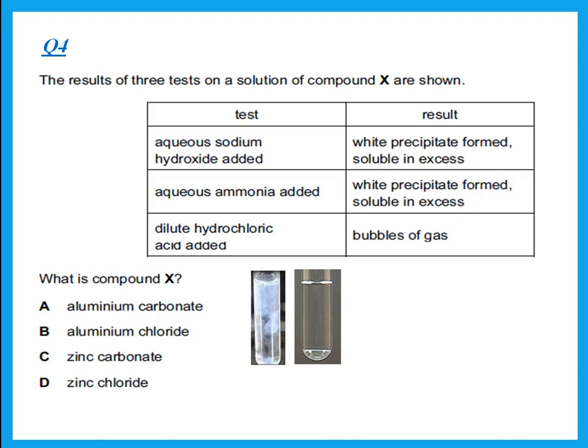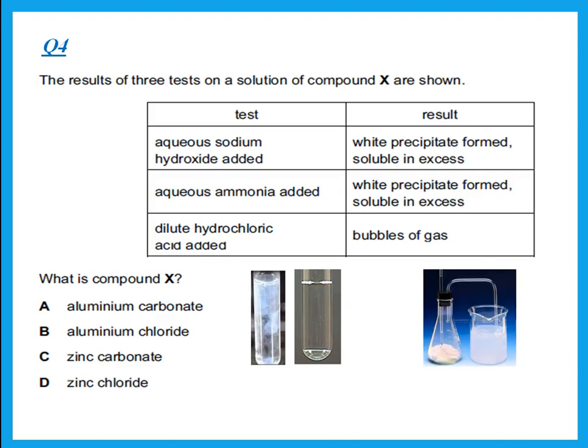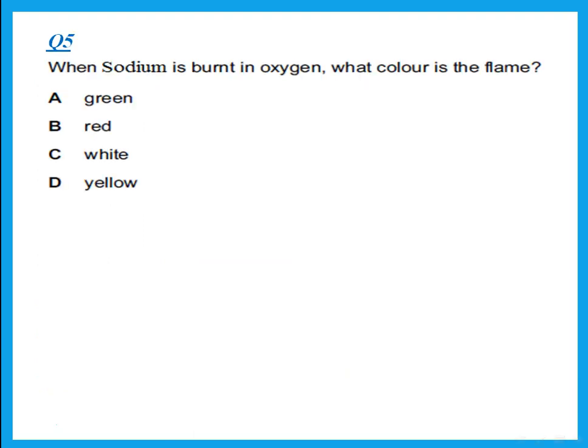Now, which ion gives white precipitate soluble in excess with both sodium hydroxide and ammonia? You should realize that that is zinc. Then he said dilute hydrochloric acid gives bubbles of gas. Again, when we add acid and it gives bubbles of gas that turn lime water milky, that is a test for carbonate.